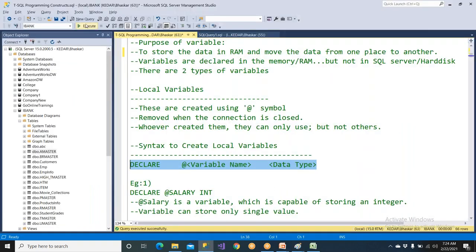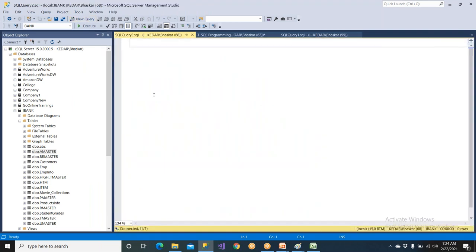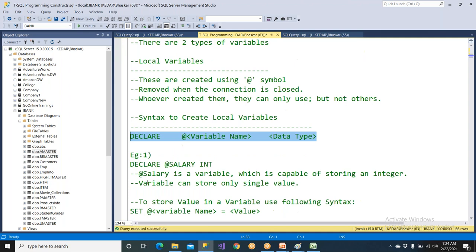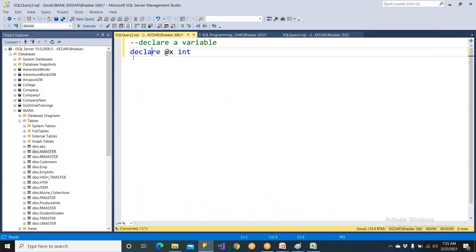Now what I do, I'm going to create a variable. The first thing, we'll say declare a variable. Declare means we are creating a variable. We are going to be writing a program, right? So what is the syntax? Declare at the rate x integer. So this is how we are going to create a variable in SQL. Clear? So declare at the rate salary integer. What is the meaning? Salary is a variable which is capable of storing an integer.